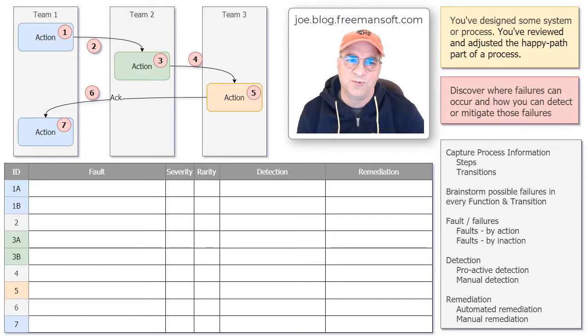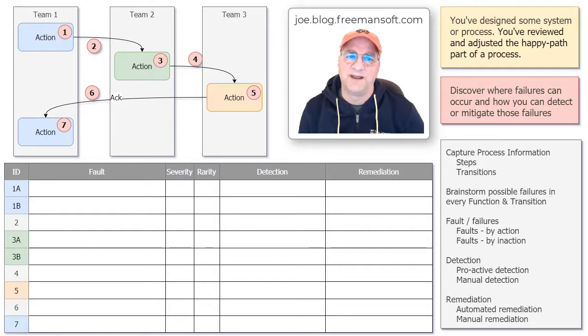Maybe in this case, team 1 sends another message to team 3, or they reinitialize the process and it reboots the handoff to team 2. So remediation. That's kind of what I'm walking through on the table on the right a little bit. Capture the process information, all the steps and transitions. Decide if you're going to model the transitions as step components or if they're going to be standalone transitions. Brainstorm the possible failure modes in each one of these boxes and arrows. And that list can be pretty long.